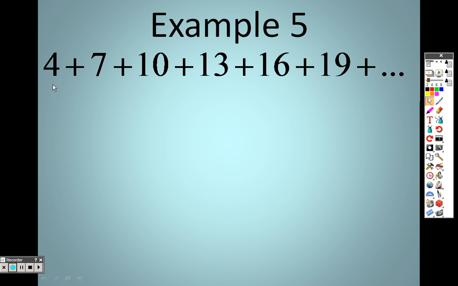And we start at 4, and then 7, then 10, then 13. Is it going up by the same number every time? Well, to me it looks like it's going up by 3 every time. So since it's going up by 3 every time, I know it's arithmetic, which means I can use this formula. But the question is now stating, find the sum of the first 30 terms.